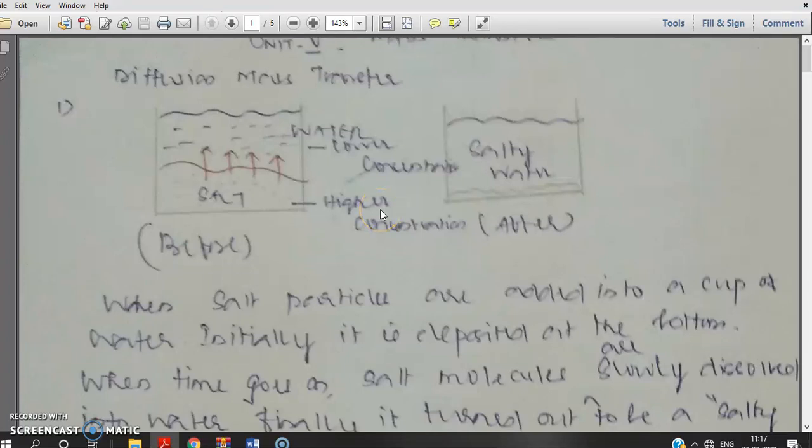Good morning, Honorable. In this class, we are going to talk about the introduction to mass transfer. First, we would like to deal with diffusion mass transfer.